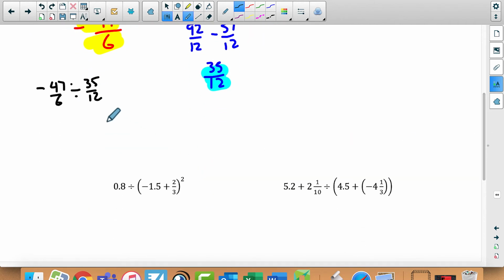Now when we divide, of course, if you have one negative, the answer is going to be negative. So we know that already. It's going to be a negative answer. And of course when you divide, you keep the first one the same.